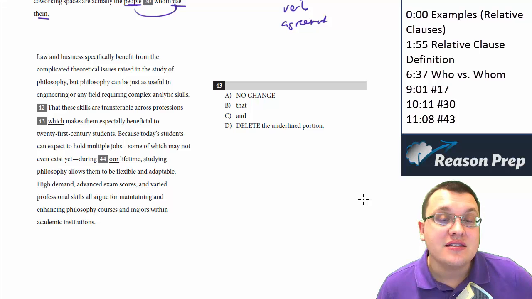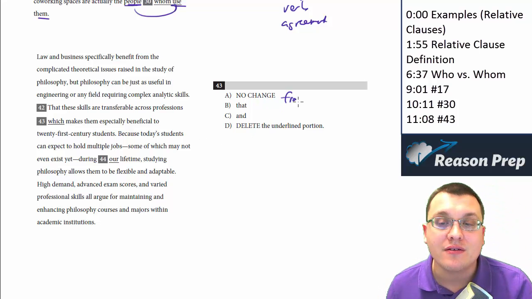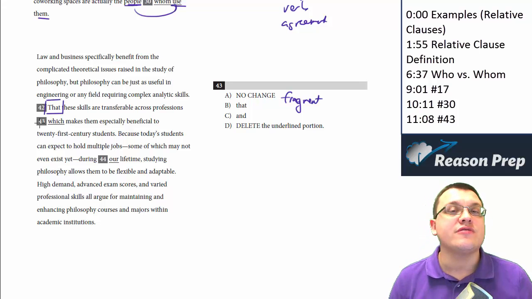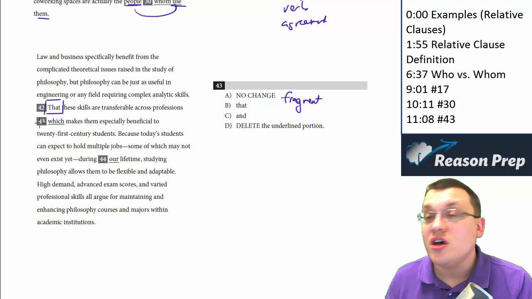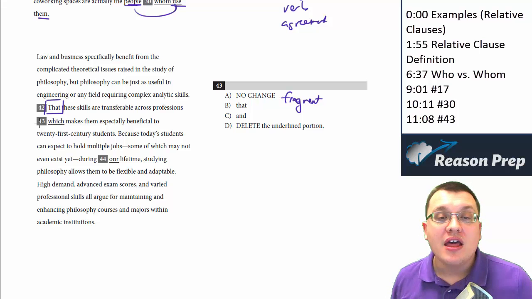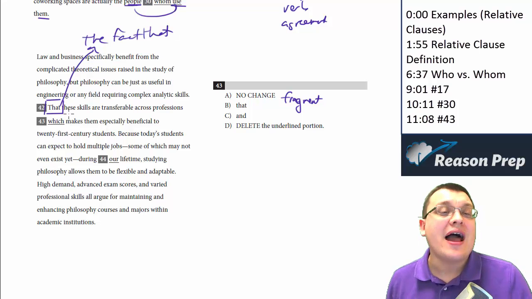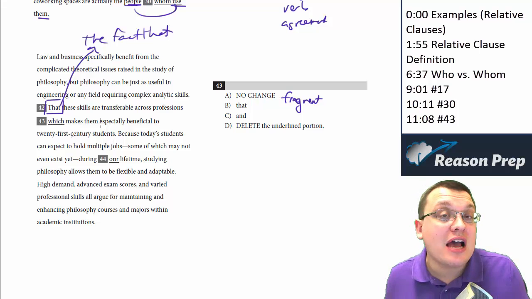43, that these skills are transferable across professions, which makes them especially beneficial to 21st century students. We have here a fragment in the original. Now, the sentence starts with that. This is not actually a relative pronoun in this case, it's just a different use of the word that, which can be used in many different ways. This basically is standing in for the fact that. So we can read this as the fact that these skills are transferable across professions, which makes them especially beneficial to 21st century students. We actually have no complete sentence here.